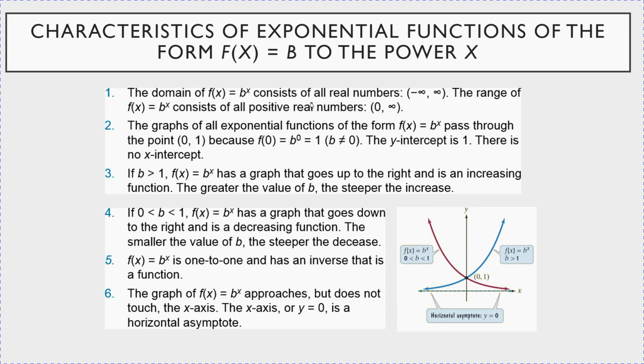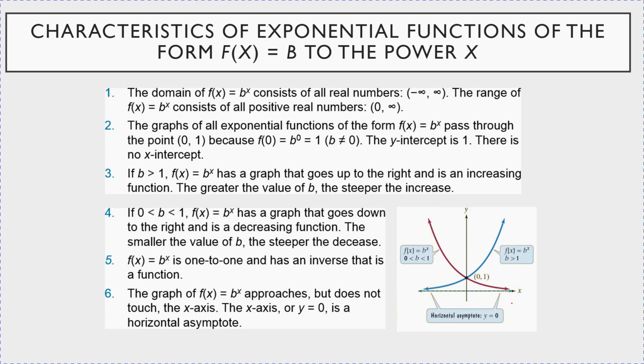Anyways, if b is greater than 1, f of x equals b to the x has a graph that goes up to the right and is an increasing function. The greater the value of b, the steeper the increase. Something like this. If b is greater than 0 but less than 1, so it's like a fraction, like that 1/2 we did, f of x equals b to the x has a graph that goes down to the right and is a decreasing function, like this one. The smaller the value of b, the steeper the decrease.